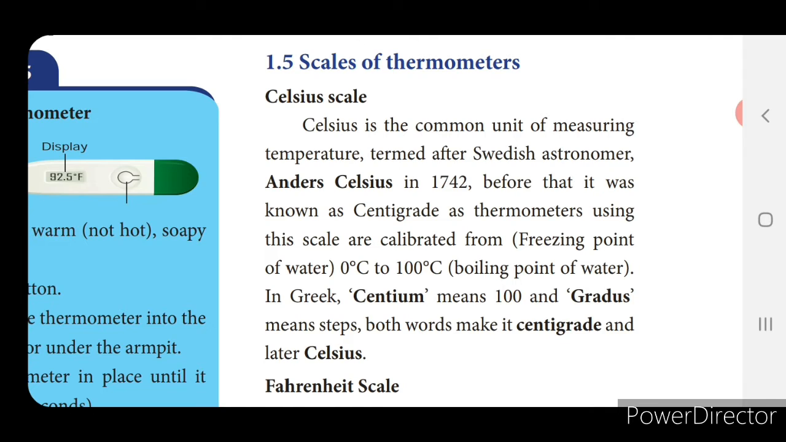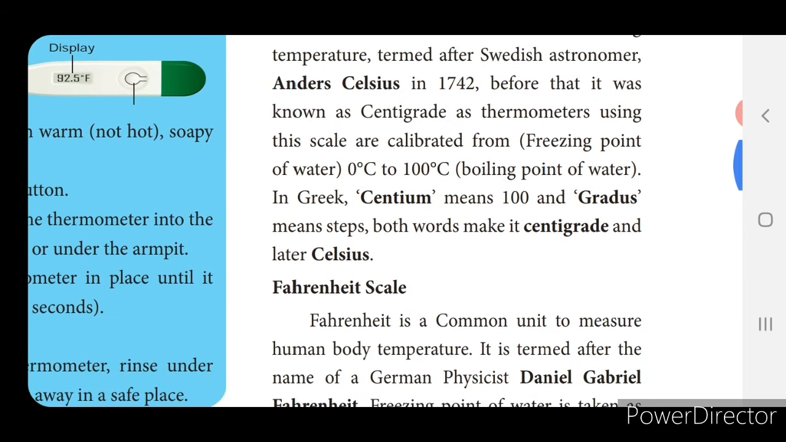Why we called it centigrade means the thermometers are calibrated. Calibrated means fixed to measure, that is from the freezing point, 0 degrees, to the boiling point, 100 degrees centigrade, in between 0 degree and 100 degree. In Greek, centium means 100 and grades means steps. So both words make centigrade, and later we are calling it Celsius. So both Celsius and centigrade are the same.